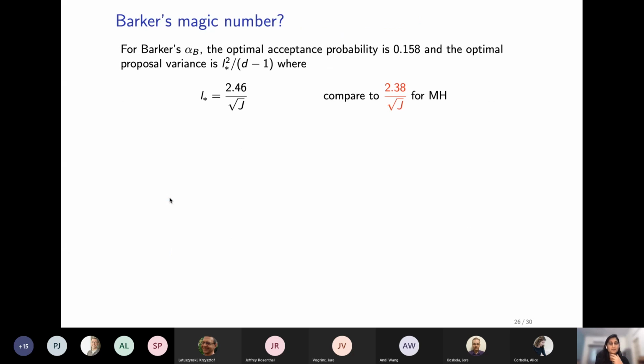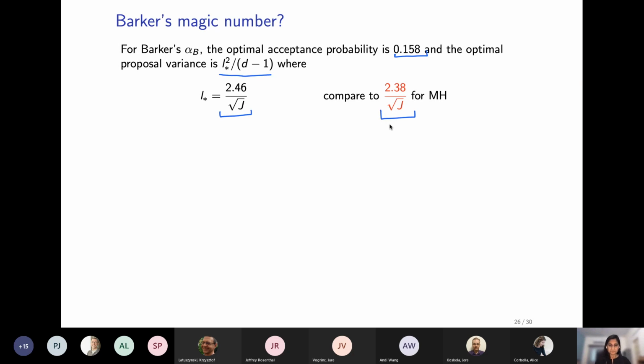Okay, so the magic numbers that come about for Barker's turn out to be asymptotically 15.8% acceptance rate, as compared to 23.4% from Metropolis-Hastings. And the optimal proposal variance is l*² / d, where l* is 2.46, compared to 2.38 for MH.